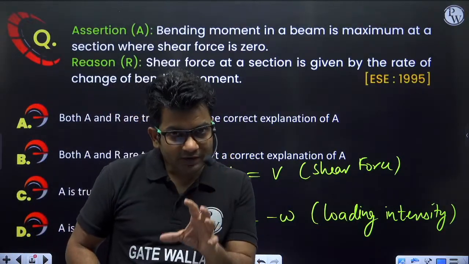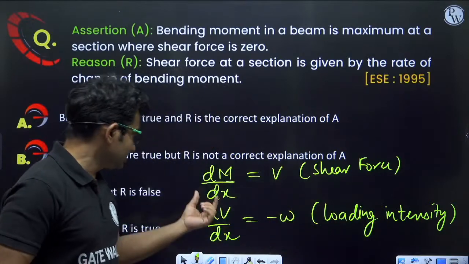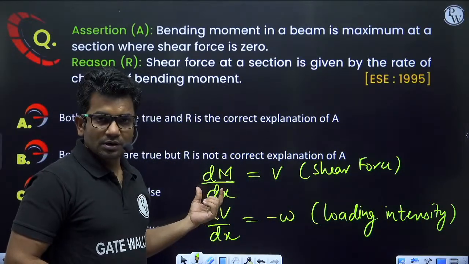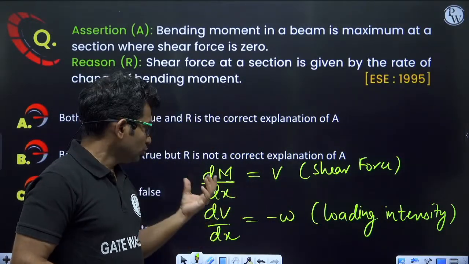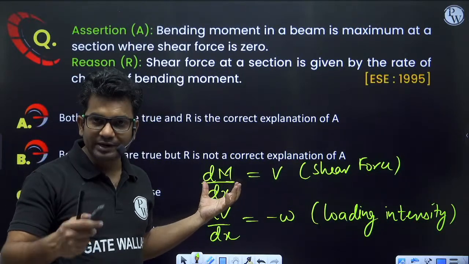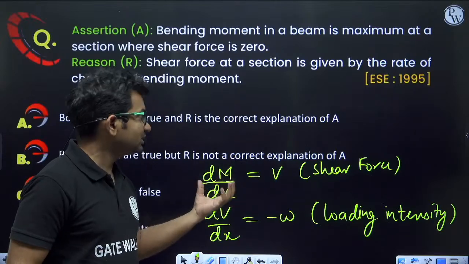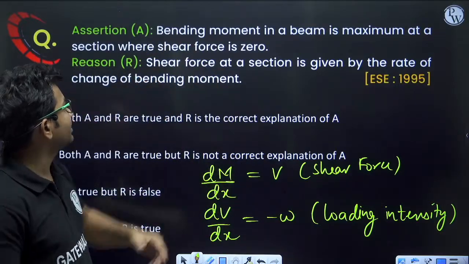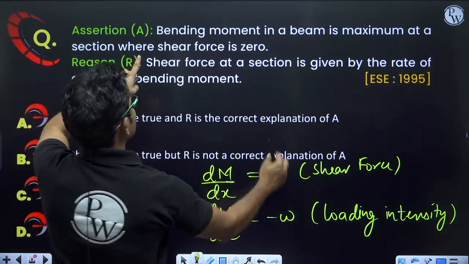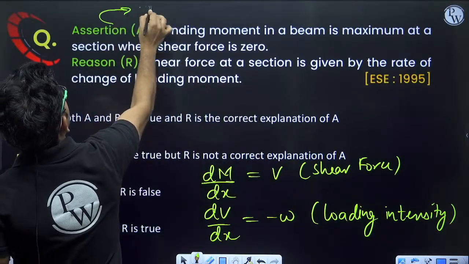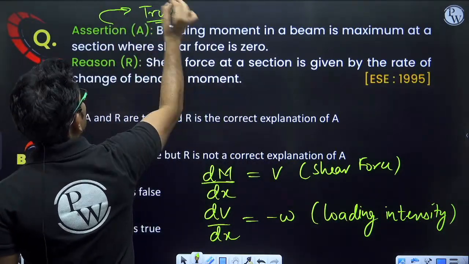Now dM by dx, if it becomes 0, this is the condition of maximum bending moment. So in order to find maxima or minima, we put this condition that dM by dx is equal to 0. If I want to find out the value of maximum bending moment, or the value of minimum bending moment, I use this condition. So the assertion is correct. This is absolutely true.